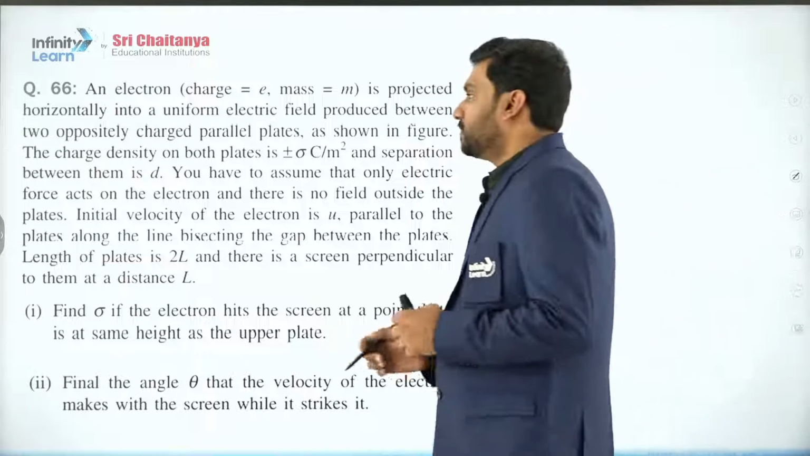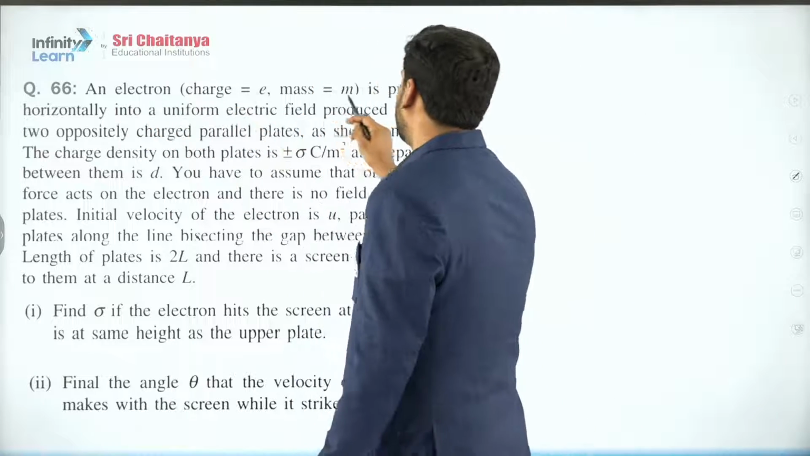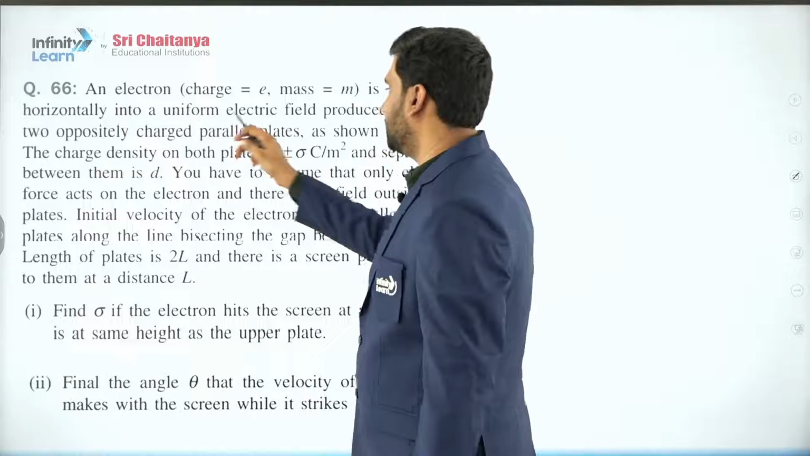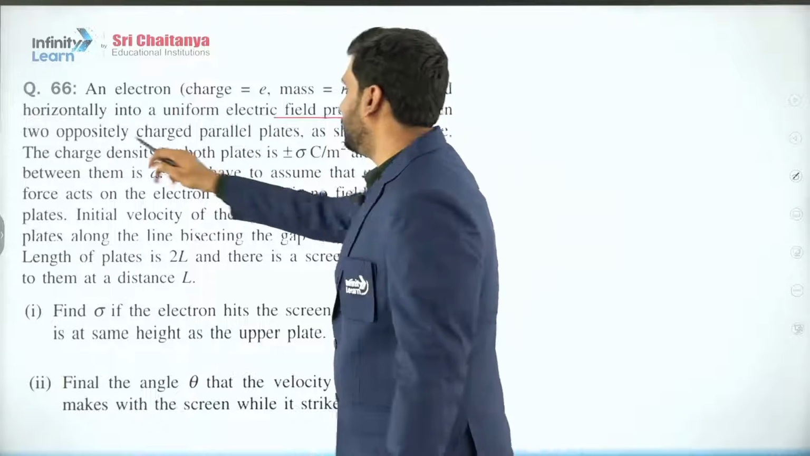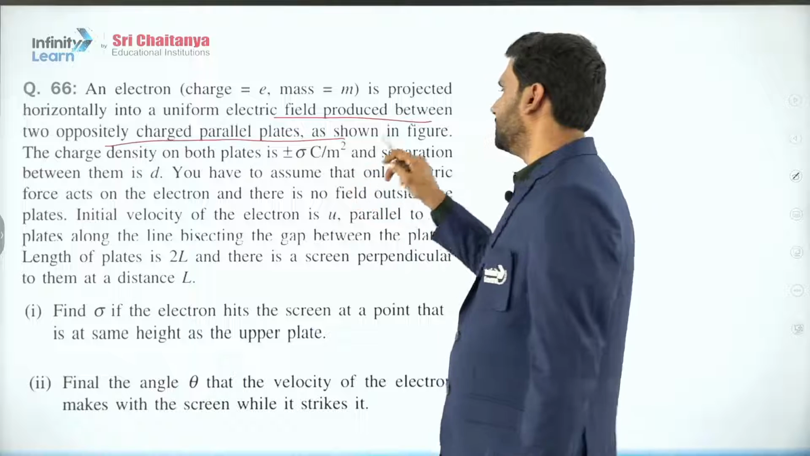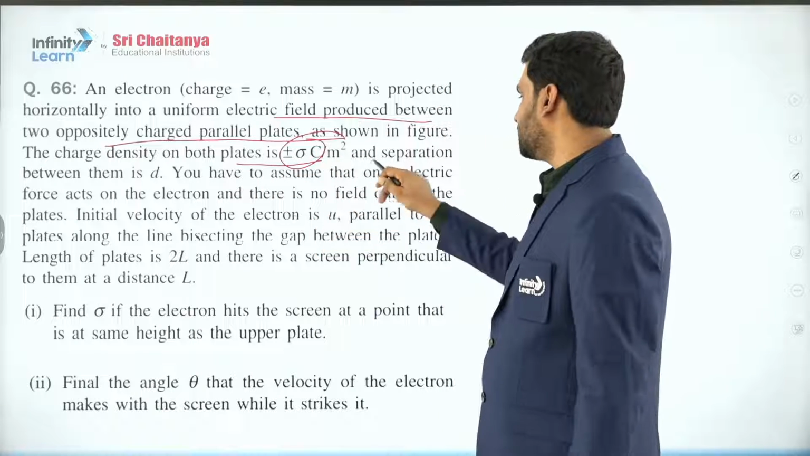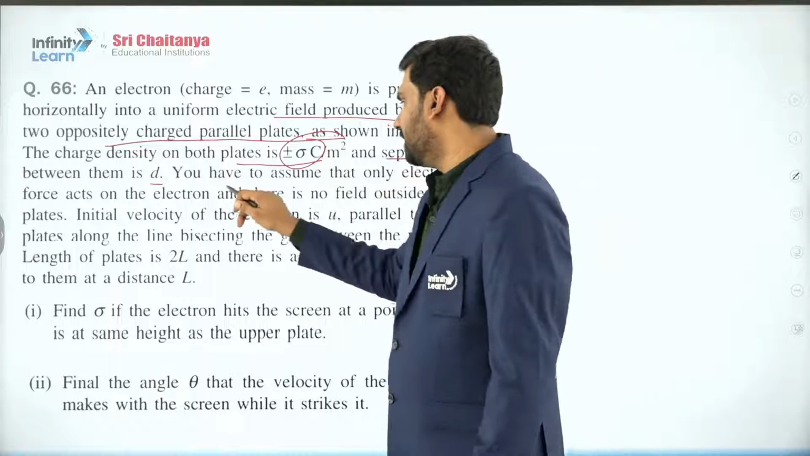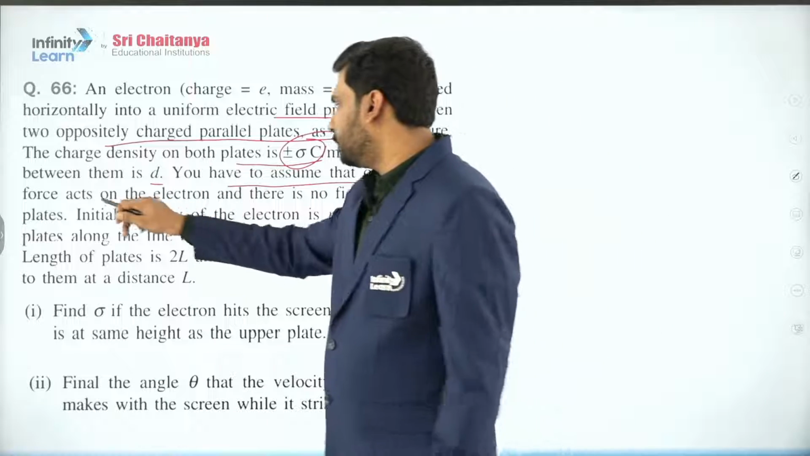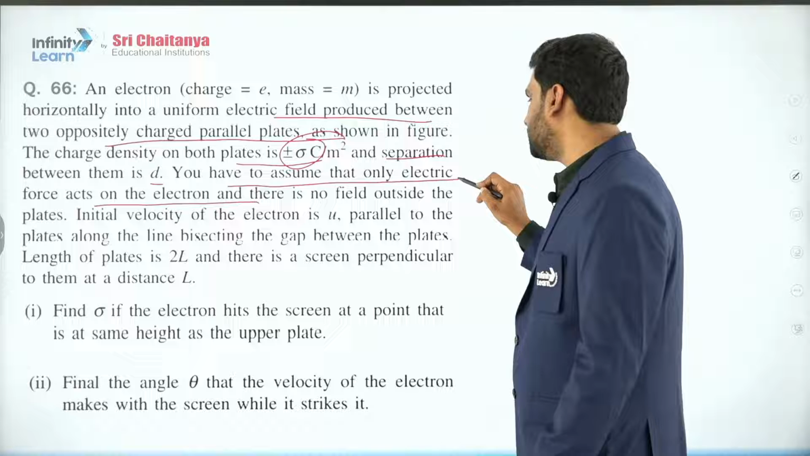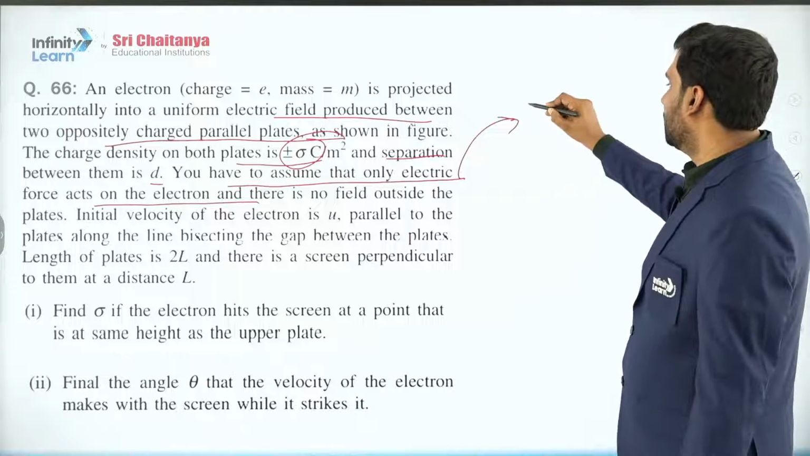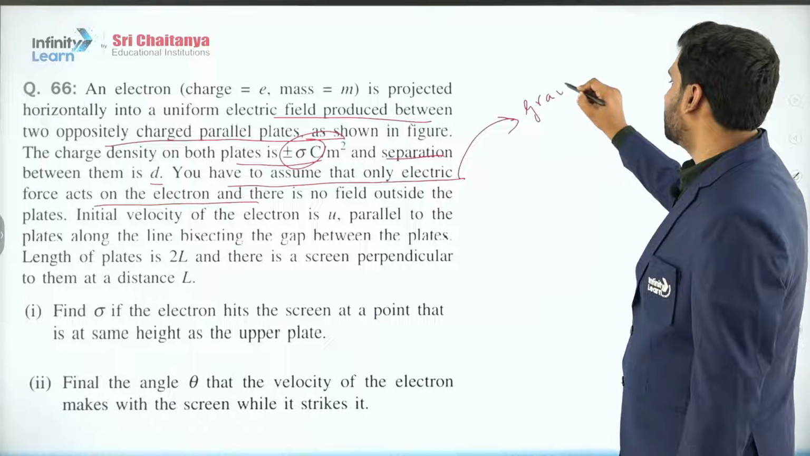What is that? Here it says that an electron of charge e and mass m is projected horizontally into a uniform electric field produced between two oppositely charged parallel plates. The diagram we will see. They have plus minus sigma charge distribution. The separation between them is d. You have to assume that only electric force acts on the electron. This is a very crucial piece of information. That means it's a gravity free space.